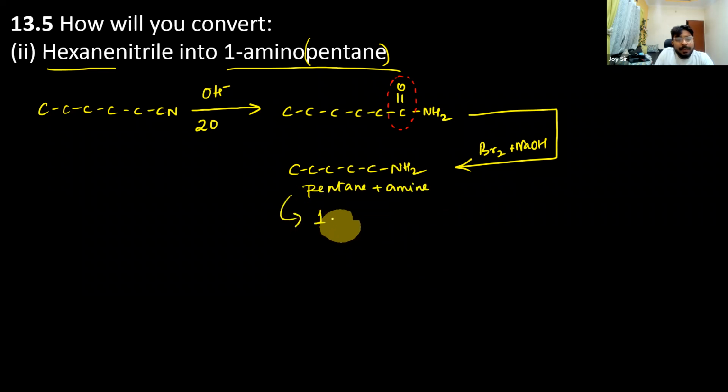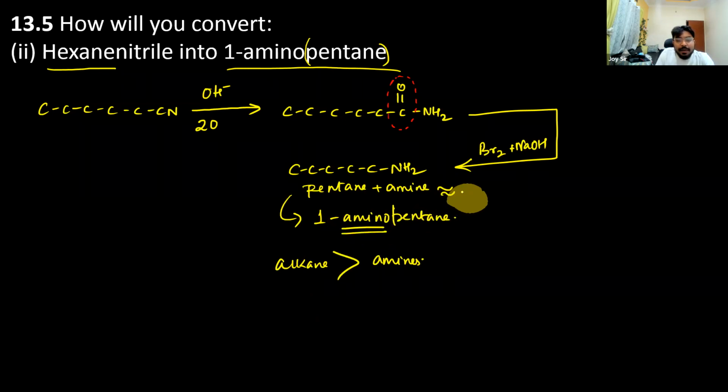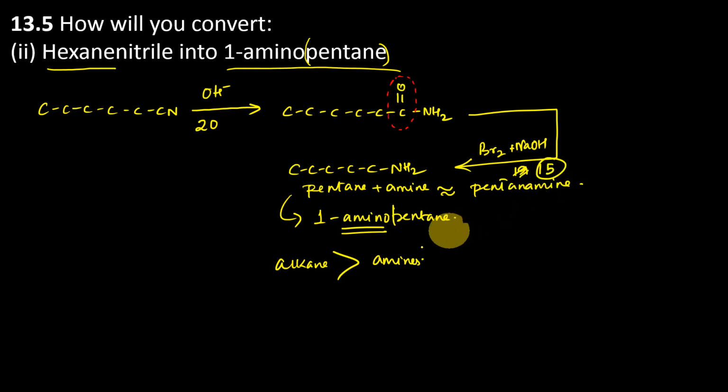It is also known as 1-amino pentane. It is called 1-amino pentane because alkane has higher preference than amines, so that is why it comes with this prefix. Or else the name can also be pentanamine. This is also the name. Fine. Which reactions did we use? Number 20 and number 19. Sorry, not number 19, number 15.